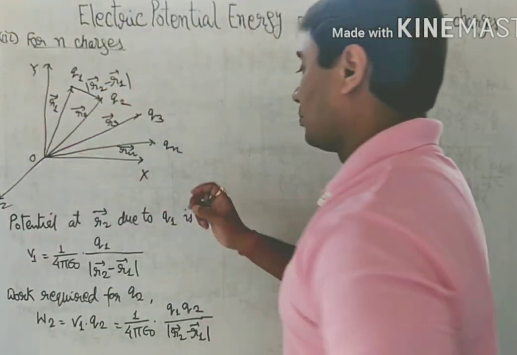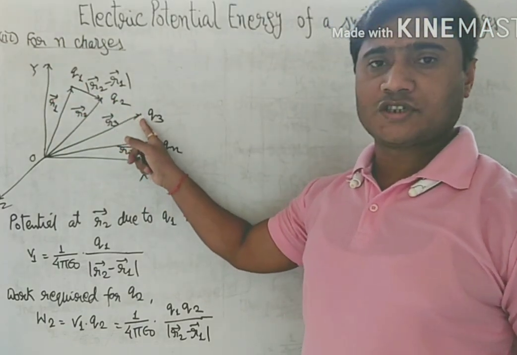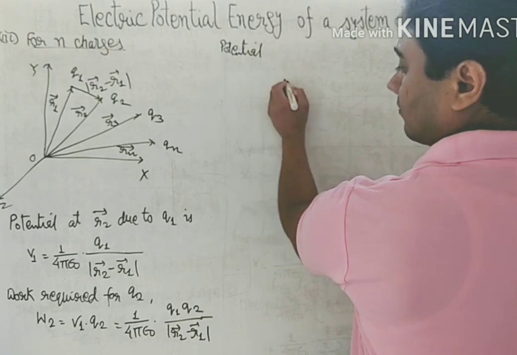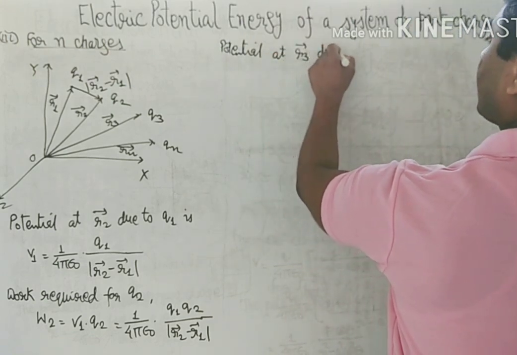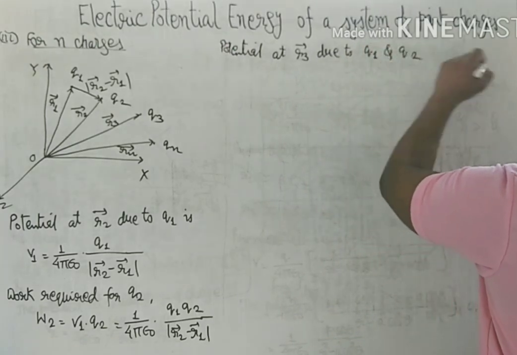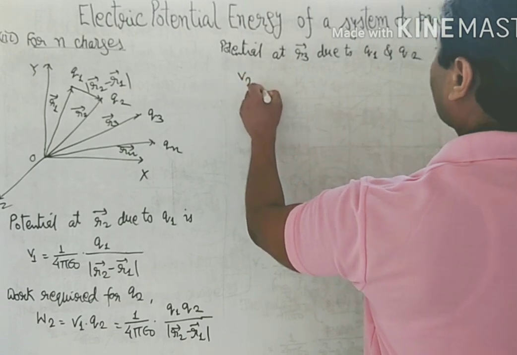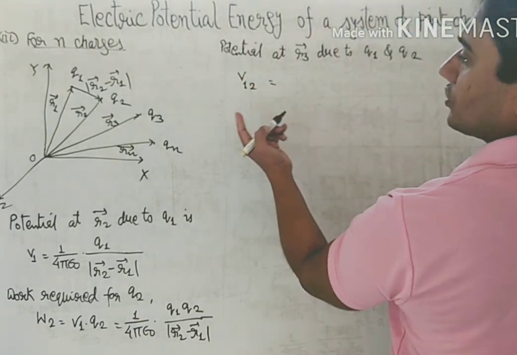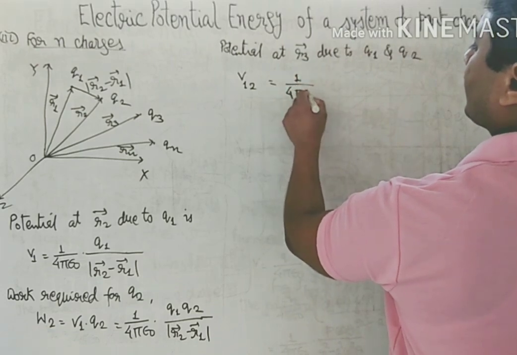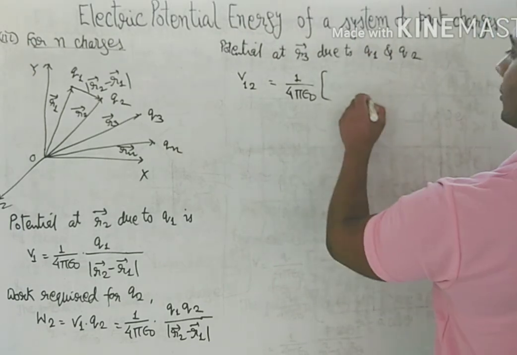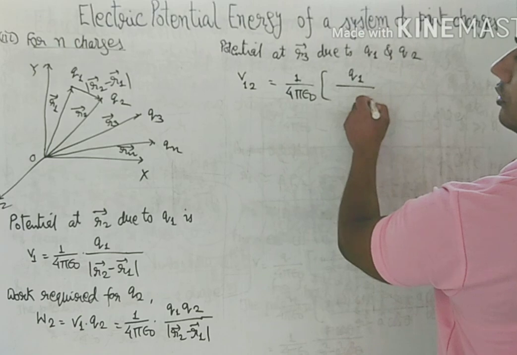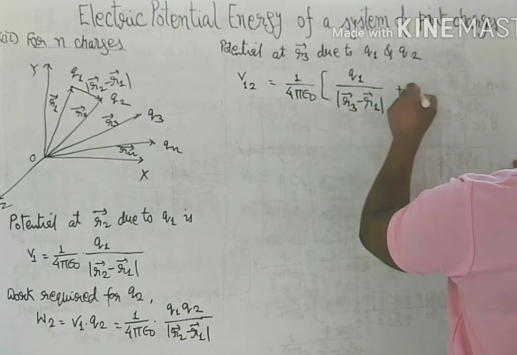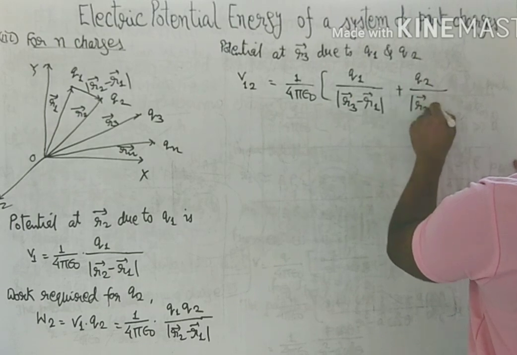Similarly, now the potential will be written due to this Q1 and Q2 at this point. So the potential at R3 due to Q1 and Q2, let me call it V2, V12 we must call it, V12, which is equals to 1 upon 4 pi epsilon naught, a common term, and thereafter it will be Q1 charge upon mod of R3 minus R1 plus Q2 upon mod of R3 minus R2.